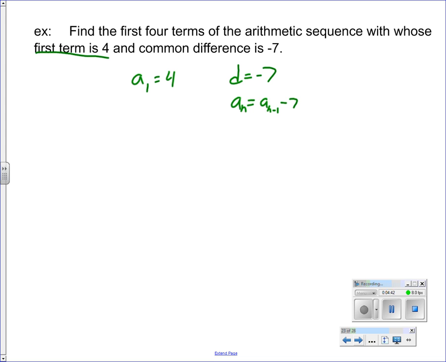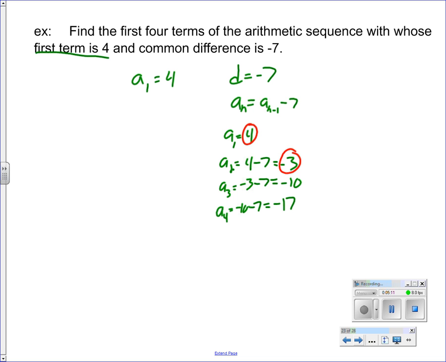So here I know my first term is 4, so to find my second term, take that 4, subtract 7, gives me negative 3. On my third term, I take that negative 3 and subtract 7, gives me negative 10. And to find my fourth term, take that negative 10, subtract 7, I have negative 17. So there are my first four terms.